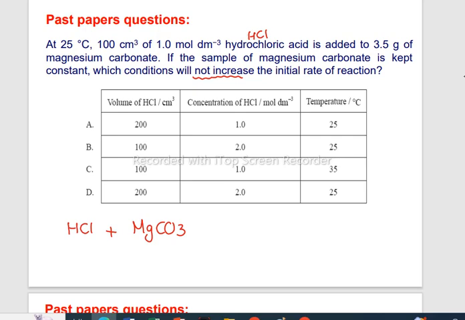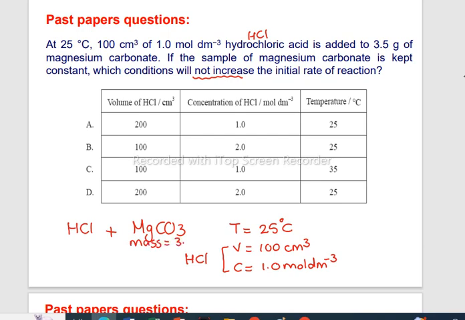According to what's given, I have the temperature, which is 25 degrees. I have the volume, which is 100 cubic centimeter. Of course, I'm talking about the HCl. And I have the concentration, which is 1. So these both are for the HCl. And I have also the mass given for the magnesium carbonate, which is 3.5. The question is asking me which conditions will not increase the initial rate.